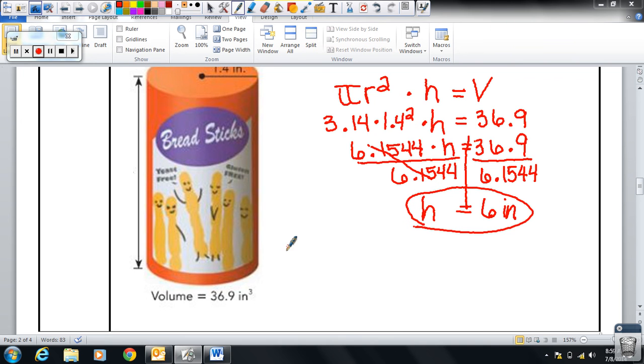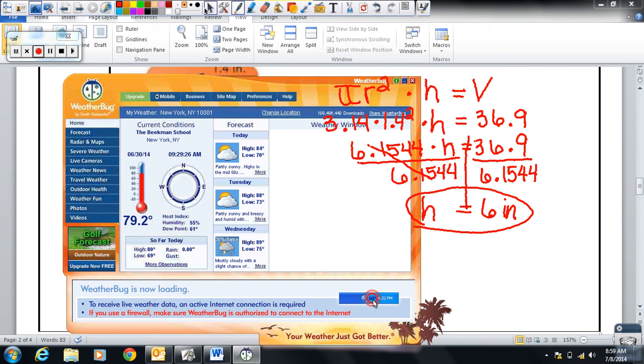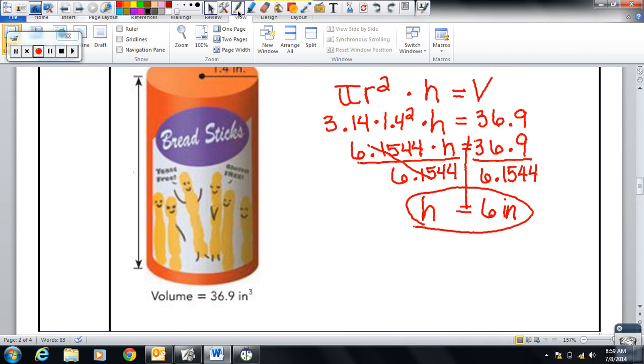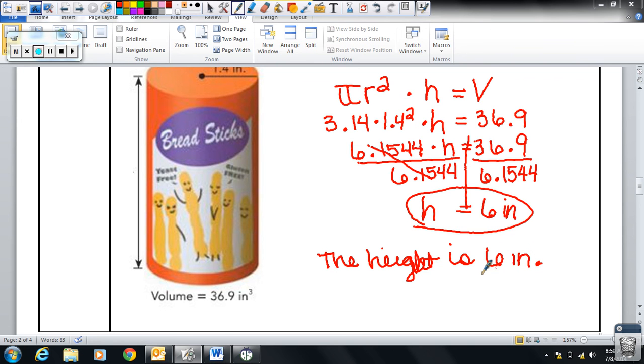Since it's a story problem, you should write a sentence for your answer, preferably not have the weather bug pop up again. Those pop-ups tend to like me. So if I look here, I would write the height, because that's what it asked for, is 6 inches. And that would be our statement for the answer.